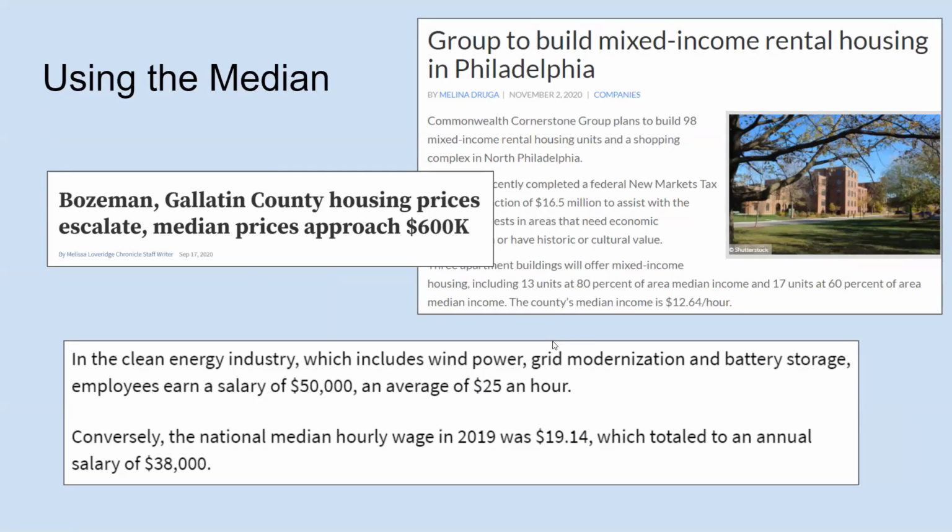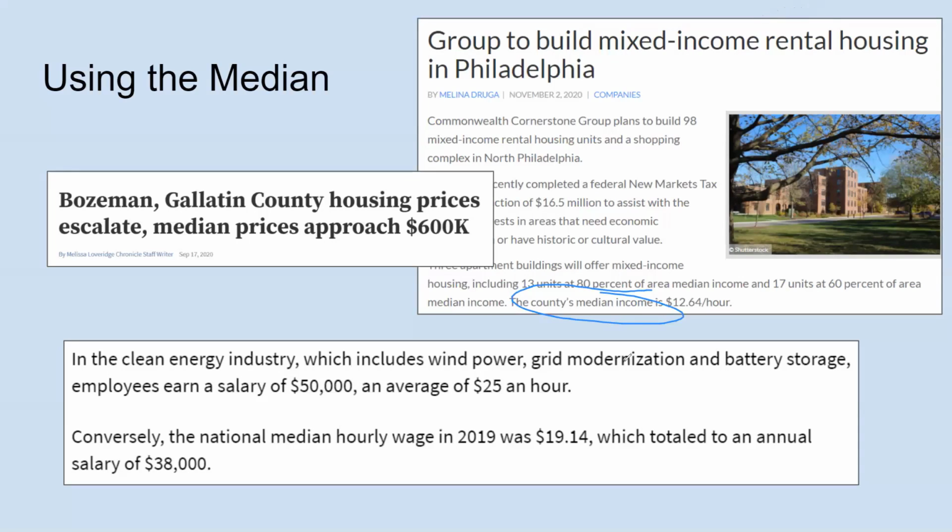And so these are from the fall last semester. These are just a few articles that I just pulled up quickly on the news. And the real estate market during the pandemic was kind of crazy. So prices were escalating, and you can see that this article is describing housing prices in Bozeman using median prices, median income.